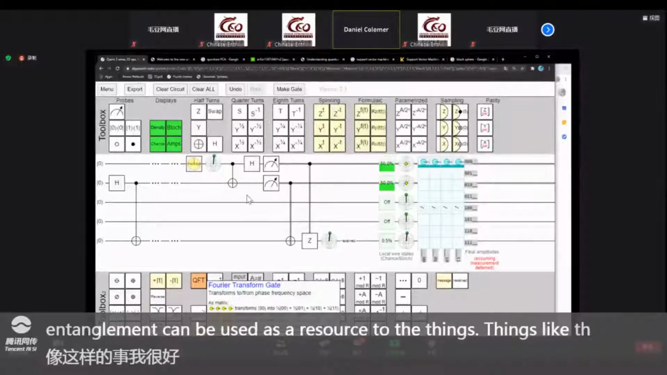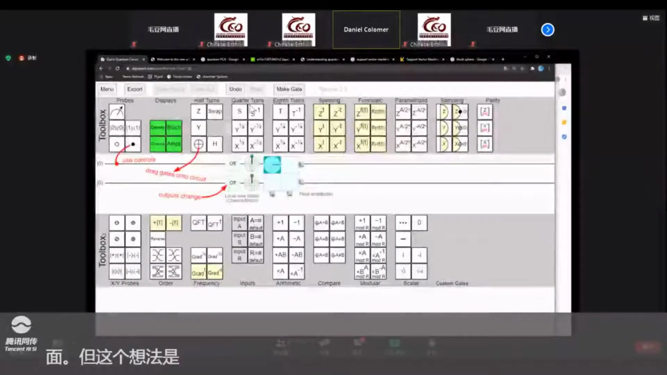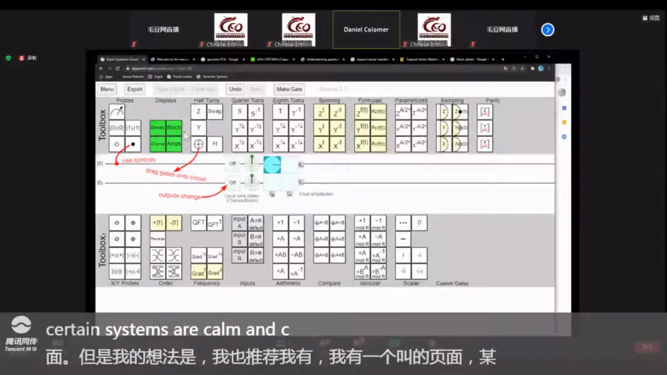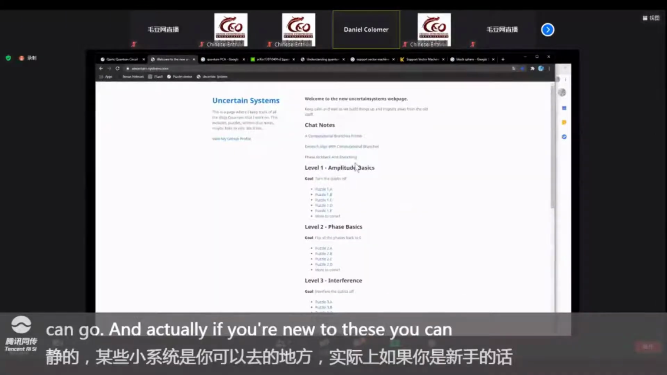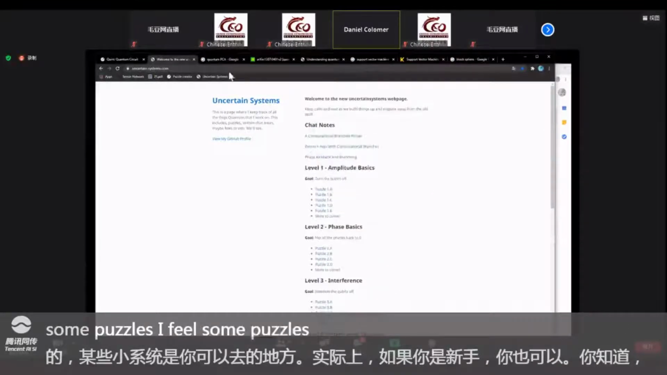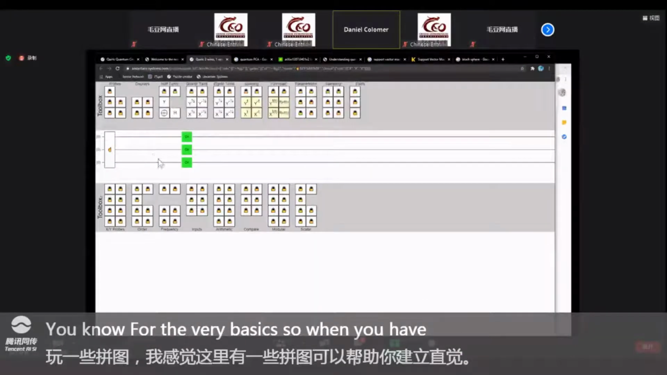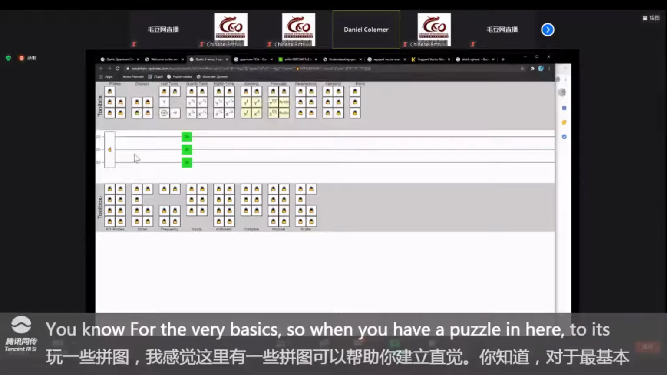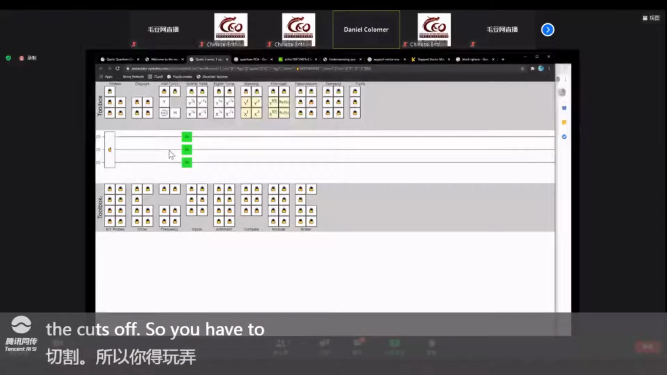I think that's it. I don't want to lose too much time with these, but I also recommend a page I have called uncertain-systems.com, where, if you're new to this, you can play with some puzzles. I've built some puzzles here that help you build up intuition for the very basics. When you have a puzzle in here, it's a version of Quirk that doesn't show you everything, and the goal is to turn all the qubits off. So you have to play with the gates and practice. It's a bit of a dojo.